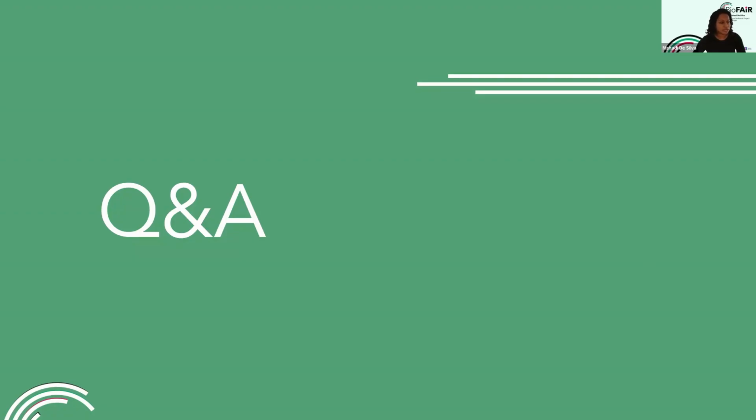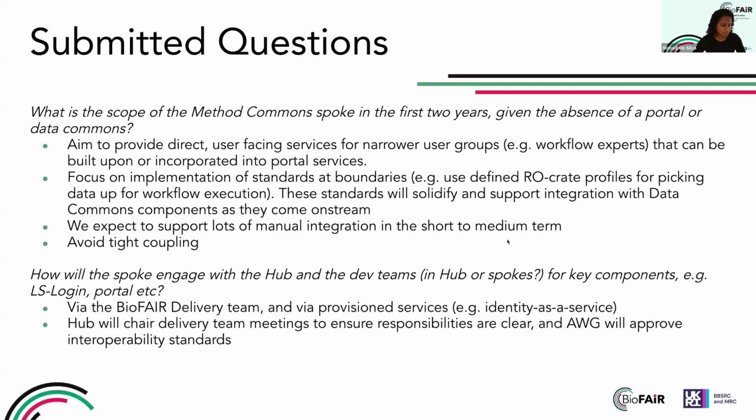So Tony, I guess we can start with the first 2 years of the Methods Commons. One of the questions that we had pre-submitted was, what is the scope of the Methods Commons for the first 2 years, especially given the absence of a portal or the Data Commons? And can I also tag on, someone's asked in the Q&A chat, will there be a timetable of delivery of the architectural components? So I imagine this is, what is your vision for the 2 years?